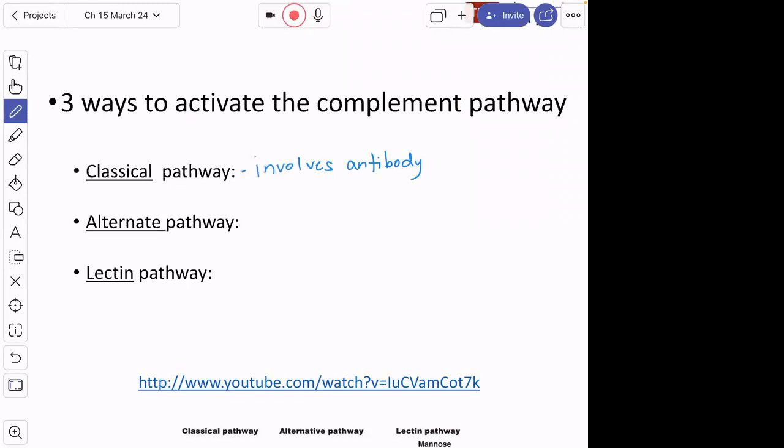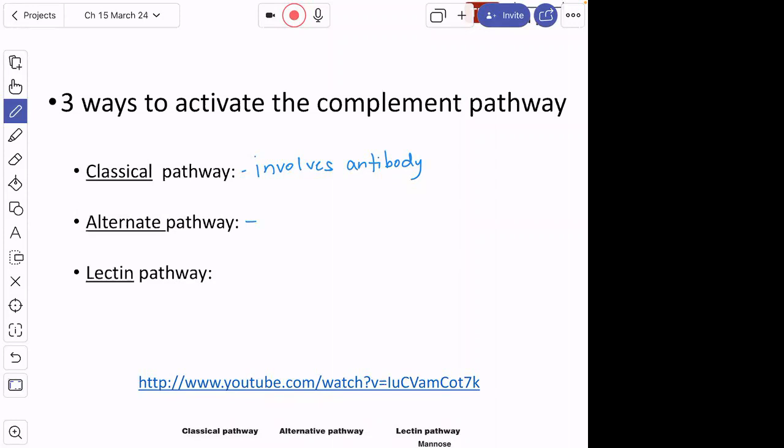Or you could say activated by the antibody binding to the pathogen. Now, you could think, in terms of, well, which one? Well, we'll get to that in a minute. Never mind. Okay. The alternative pathway, this activates the complement cascade.